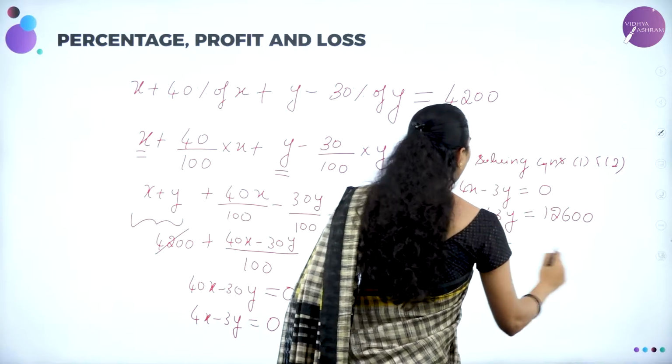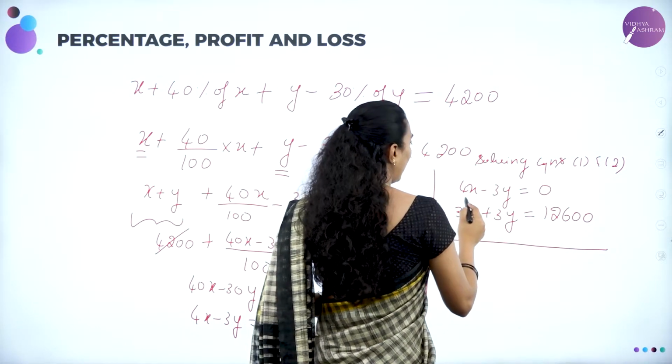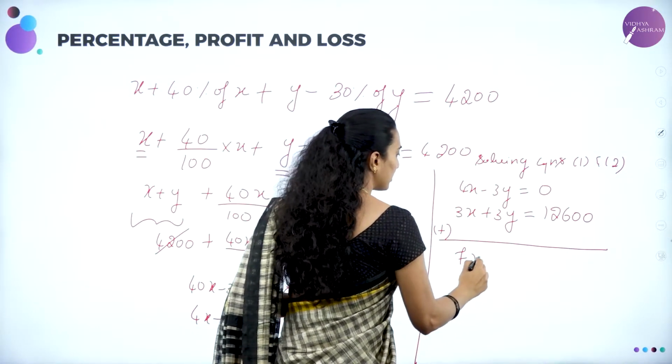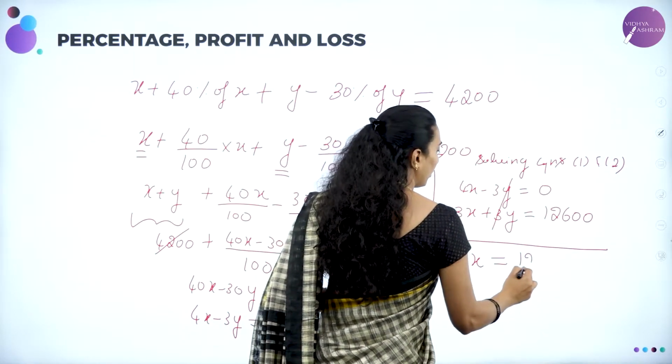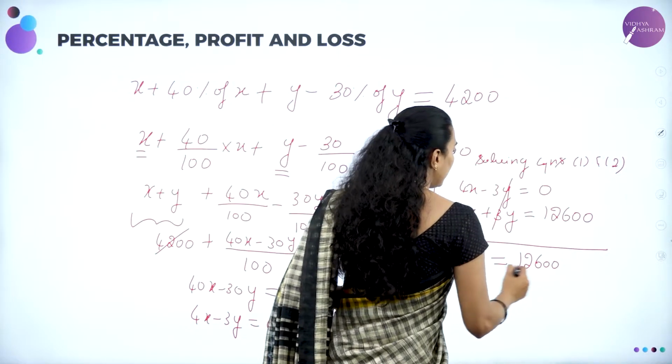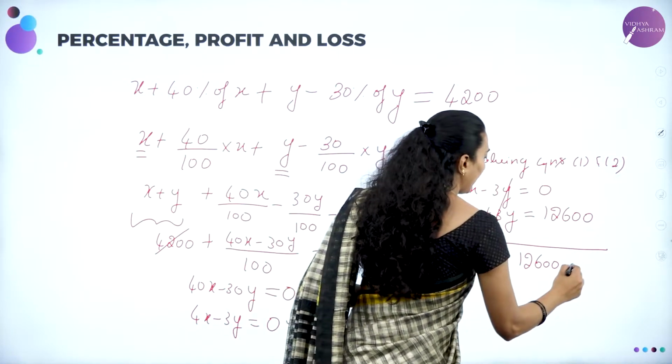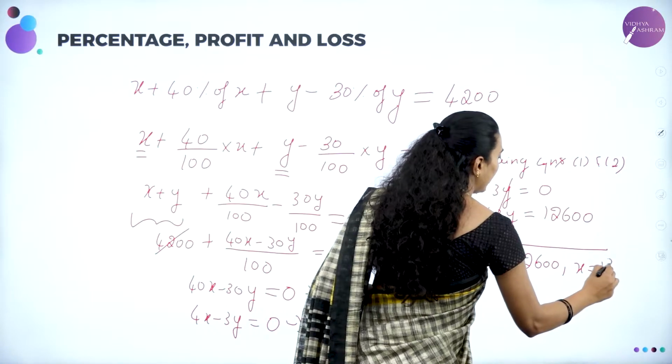So I am going to add these. If I add this, 4x plus 3x is 7x. Plus 3y minus 3y will get cancelled. 12,600 plus 0 is 12,600 only. If you divide by 7, you are going to get x equals 1,800.